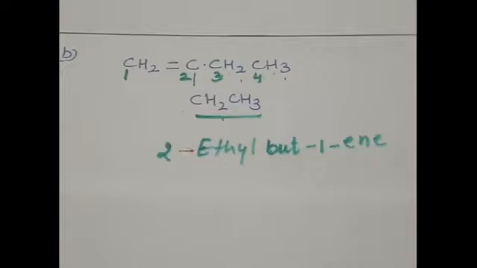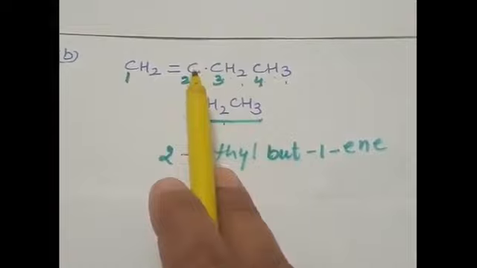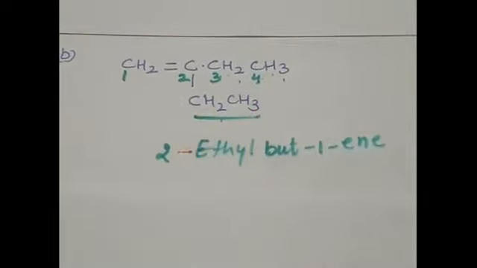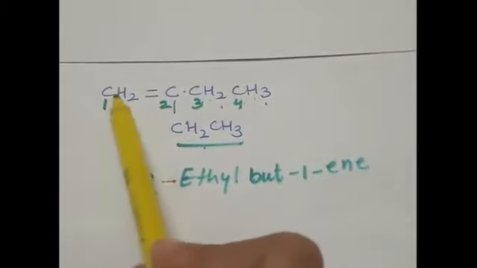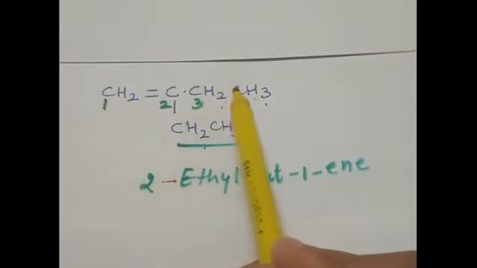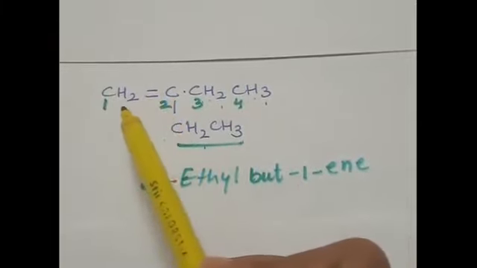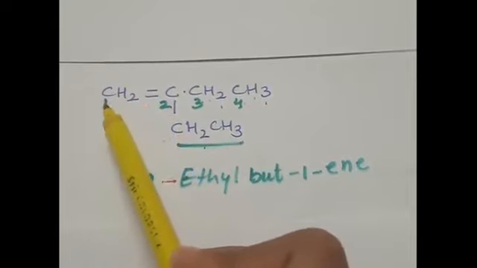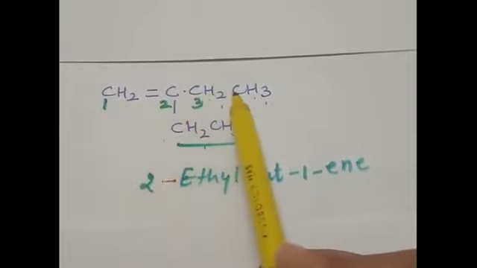Part B will be CH2 double bond C, CH2, CH3, and at the second carbon attached to the double bond we have CH2, CH3. So let us start finding the longest chain consisting of the double bond. The longest chain is 1, 2, 3, 4. So this would be our parent chain which has the double bond, and we have to give the priority to the double bond first. So we'll start counting the carbons from here. The numbering is 1, 2, 3, 4.